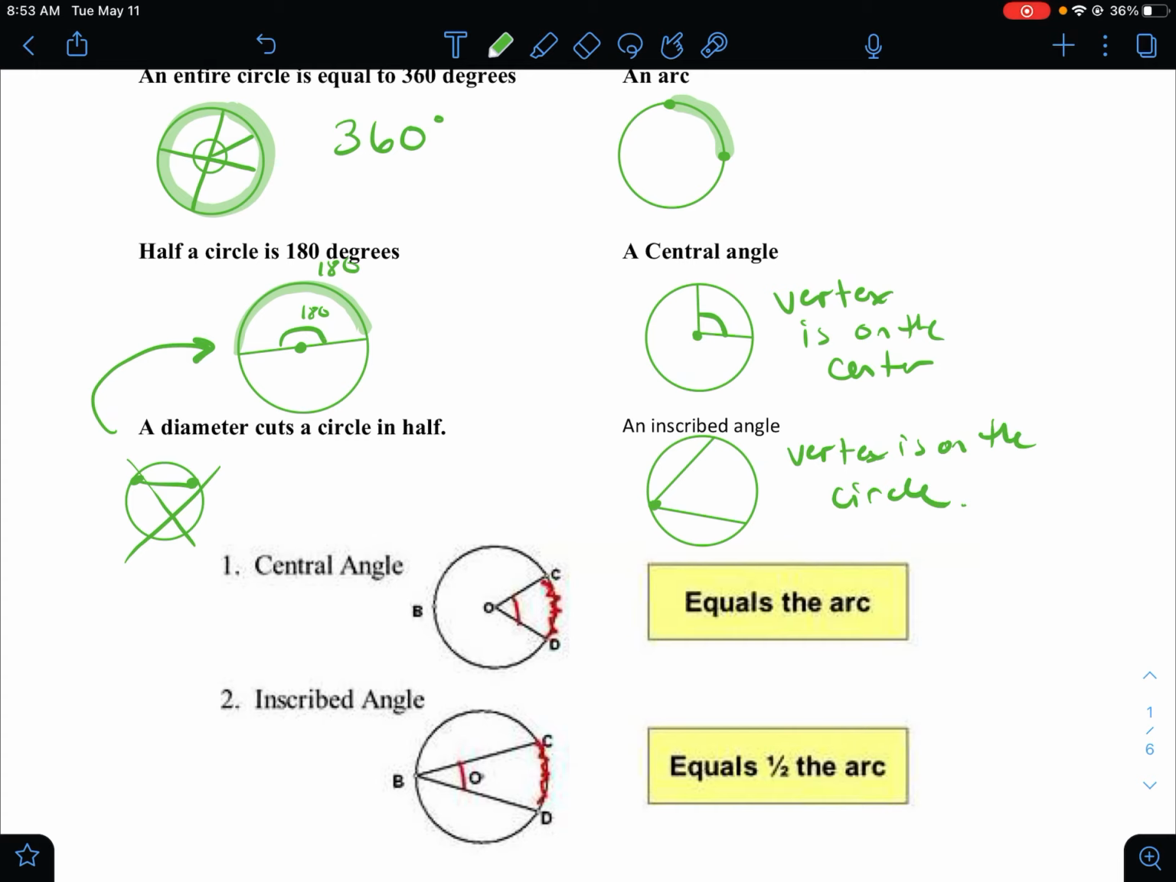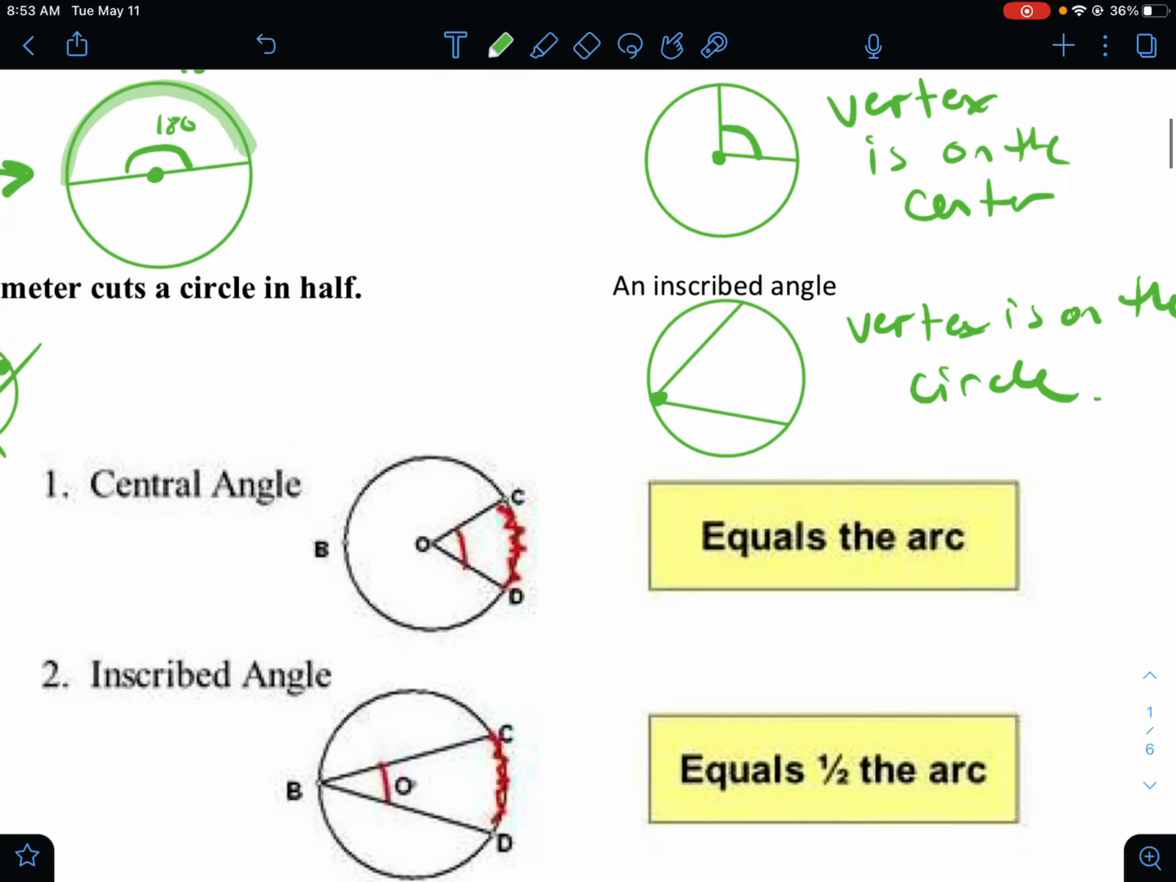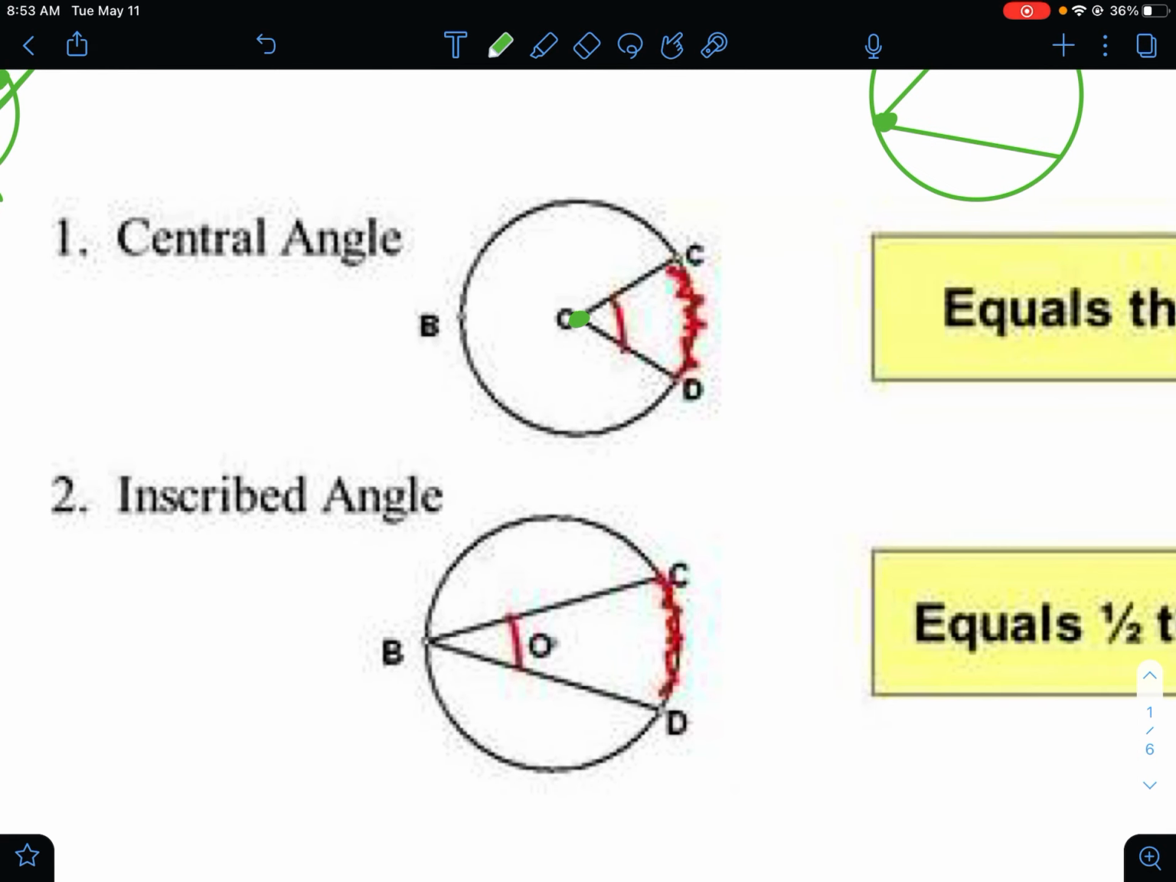There's a relationship between central angles and the arc, and inscribed angles and the arc. As we talked about, a central angle has its vertex at the center of the circle, and this is called the intercepted arc. That's the arc that the angle makes. With a central angle, the measure of this is equal to the measure of that. For example, let's say this is 30 degrees. That means that arc CD is 30 degrees.